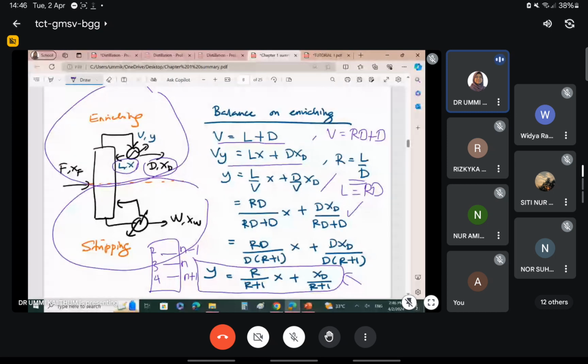Kalau dalam final ke dalam test ke tak diberi equation ni, you boleh cari kan? Boleh cari sendiri kan? Betul tak? Daripada balance. Kalau you nak hafal terpulang lah. Kalau you tak hafal, you boleh cari daripada mencari balance. So dapat equation ni. Okay, for separation process biasa tak diberi equation. Okay. So ini enriching operating line.